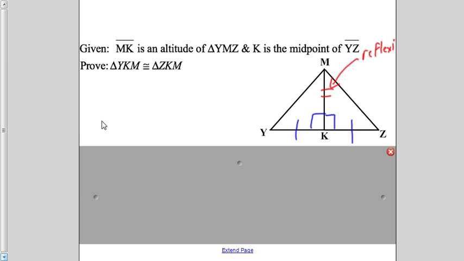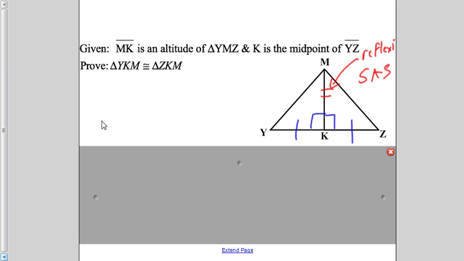Remember, I'm writing that little note to myself on the side so that I remember when I'm writing my statements and reasons. So why are these two, do I have three things that are congruent to three things? So why are these two triangles congruent to each other? By what? Side equals side.